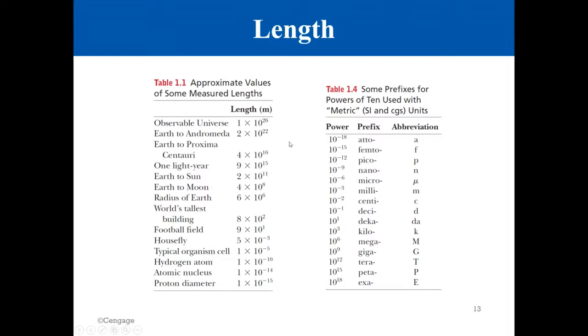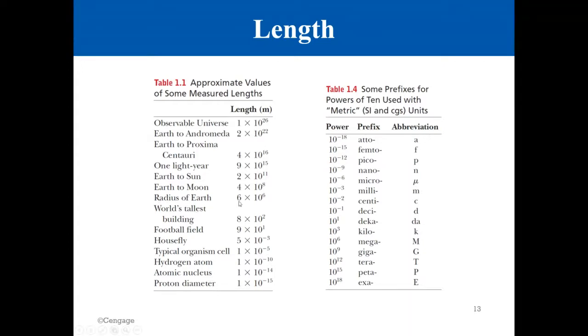So when we report about measurements, we deal with fundamental physical quantities: length, mass, and time. Here we have some examples of lengths that we measure, like the distance traveled by light in 1 year, which is 9 by 10 to the power 15 meters.